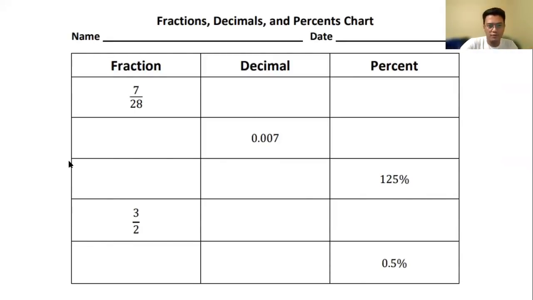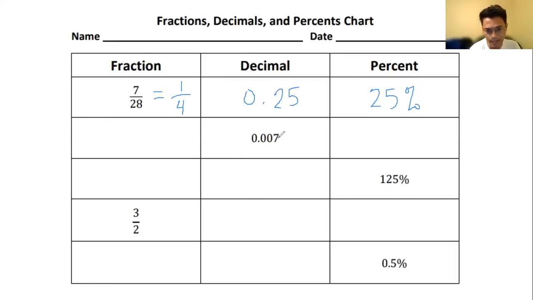Okay, take a look. So for 7 over 28, that can be simplified. 7 over 28, when you simplify it, it will become 1/4. And if you want it to turn into its decimal, just divide 1 by 4. If you divide 1 by 4, you will get 0.25. And then the percent, move 2 units to the right here, 1 and 2. So you will get 25%. Okay. So I hope you get this. You got this when you worked on this one.